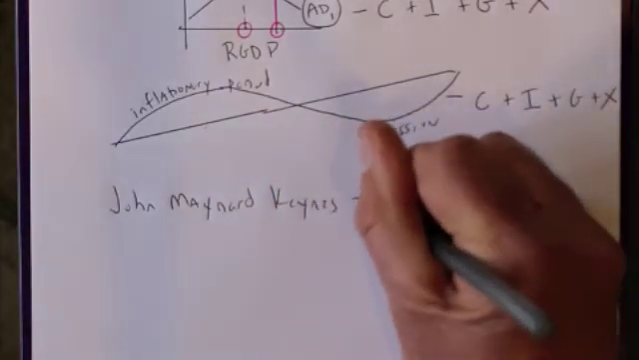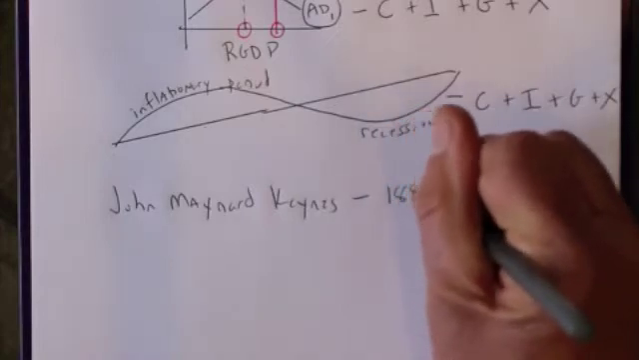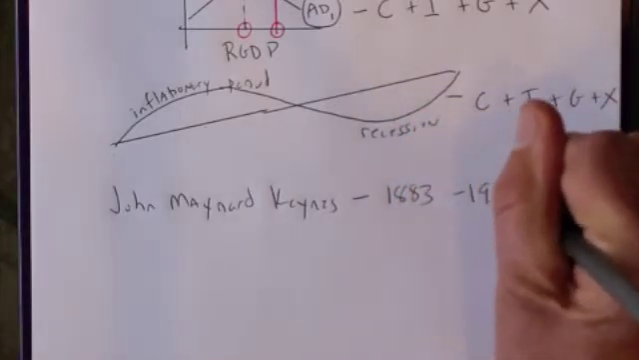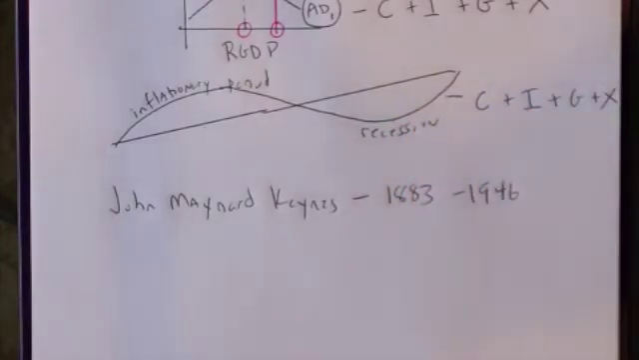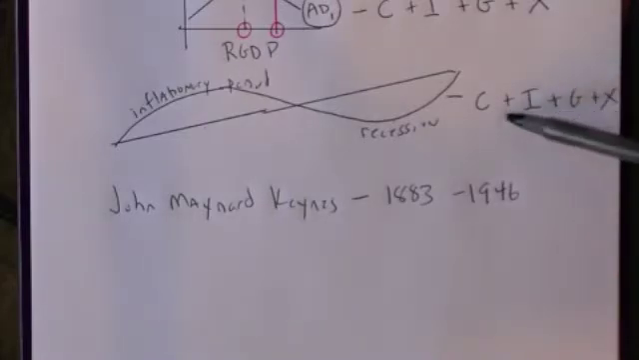And he was British, and he lived from 1883 until 1946. He died right after the war. And he was a demand side economist. He believed that the way you get yourself out of a recession or a depression is not by helping businesses, it's by helping create more demand.